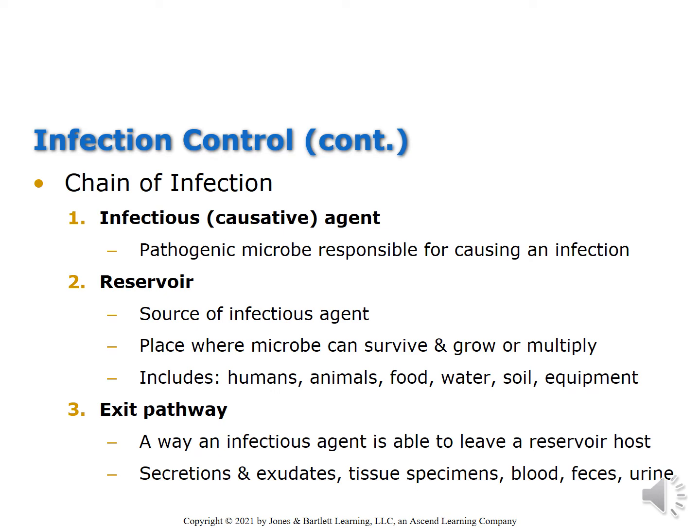Then you have a reservoir, which is a source of that infectious agent, a place where the microbe can survive, grow, and multiply. Could be a human reservoir, animal, food, contaminated water, soil, or even equipment, especially catheters. It needs some exit pathway, a way for that agent to leave the reservoir or host, either through a sneeze, a cough, bleeding, or any type of body fluid exposure.